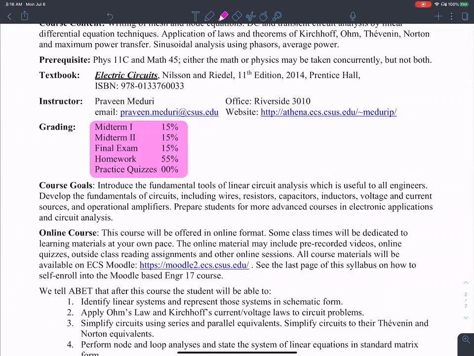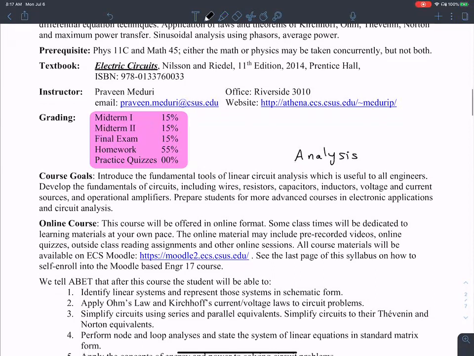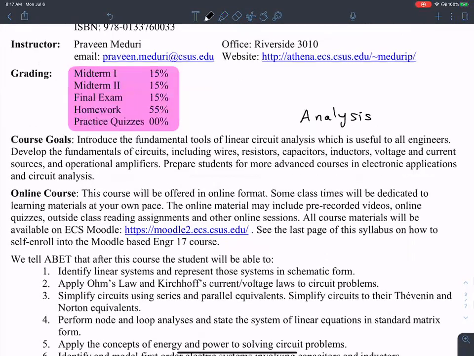The course goals are to introduce fundamental tools of linear circuit analysis. Okay, linear circuit analysis. We'll be talking a whole lot about analysis. We'll develop the fundamentals of circuits, including wires, resistors, capacitors, inductors, voltage and current sources, and operational amplifiers. We want to prepare students for more advanced courses in electronic applications, courses like 117, 108, 109. They assume certain basic working knowledge of Engineering 17.